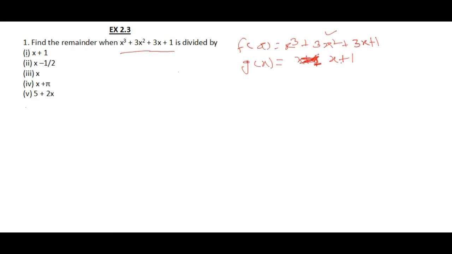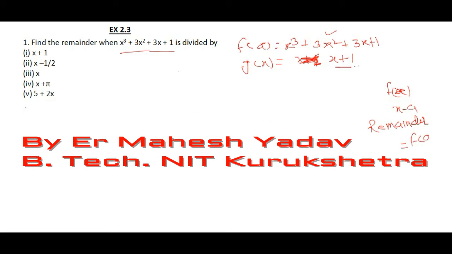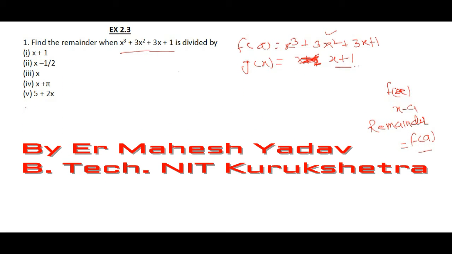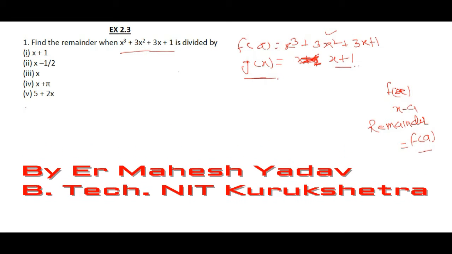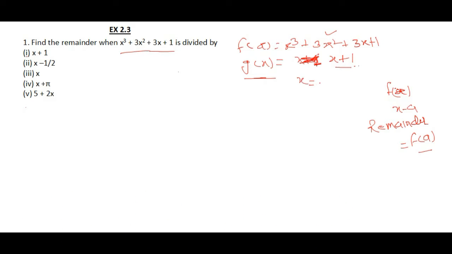To apply the remainder theorem, first of all, we have to find the value of a, because the remainder theorem states that when we divide a polynomial f of x by x minus a, then the remainder is equal to f of a. So our first step will be to find the value of a. a is the zero of this polynomial g of x. So what is the zero of this polynomial?